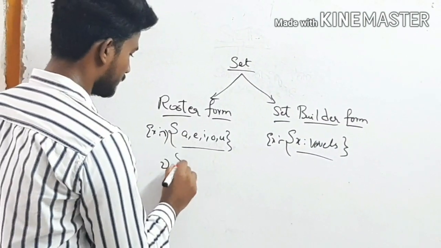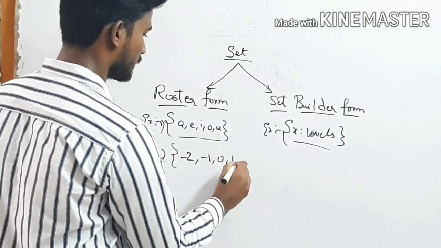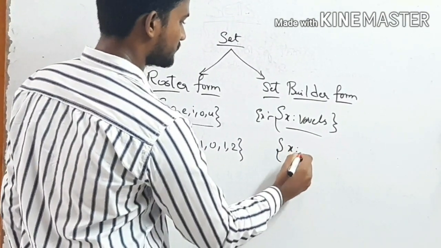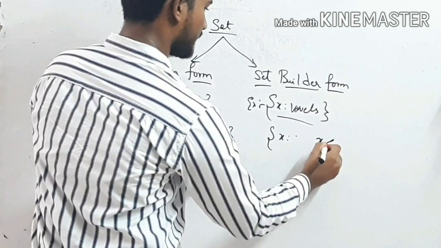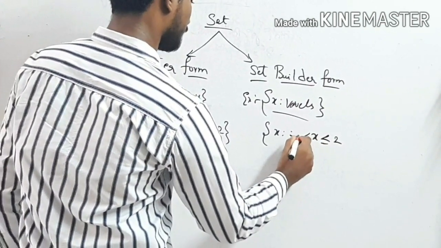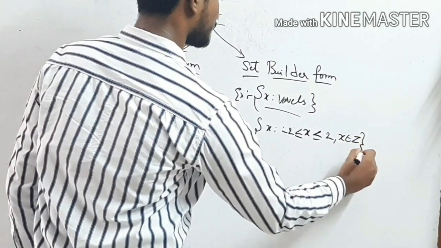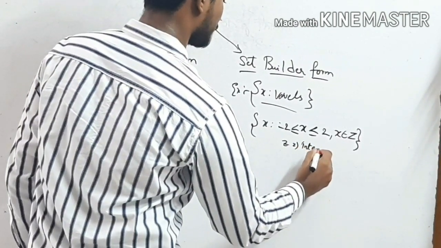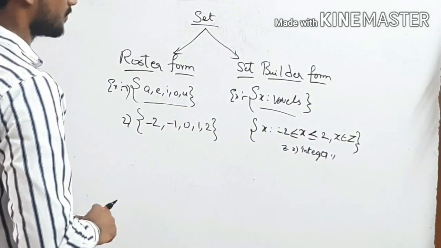Another example we can take is -2, -1, 0, 1, 2. We can represent it in set builder form as x such that x is less than or equal to 2 and greater than or equal to -2, and x belongs to Z. Z means integers. These are some examples of roster form and set builder form.